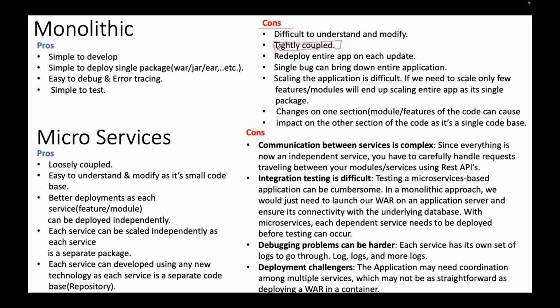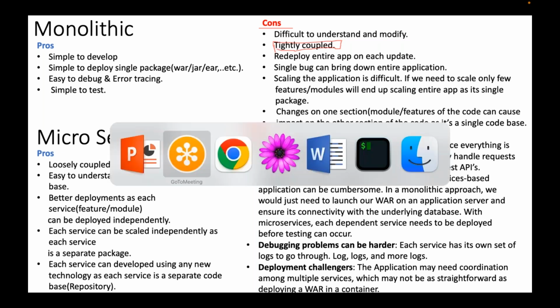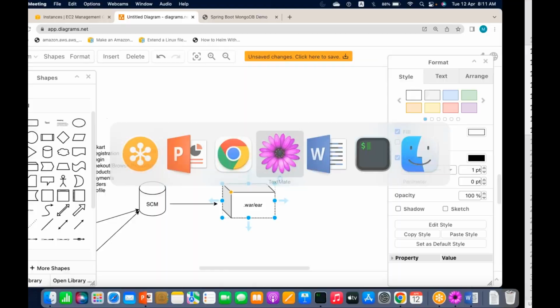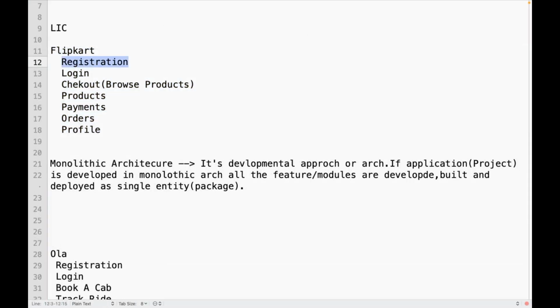In monolithic architecture, your features and modules are tightly coupled, which means all the modules are in the same code base. So let's consider, now I have a requirement to enhance the registration requirement. Suppose as of now we are supporting registration only using email. Let's say the client comes and says, I want to support mobile number based registration also.